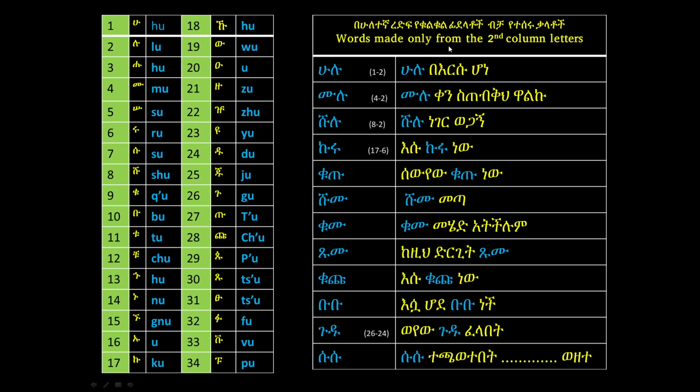Words made only from the second column letters. It's just to show you that it's possible to make some words using only the second column letters. For example, hu, lu, mu, lu, shu, lu.